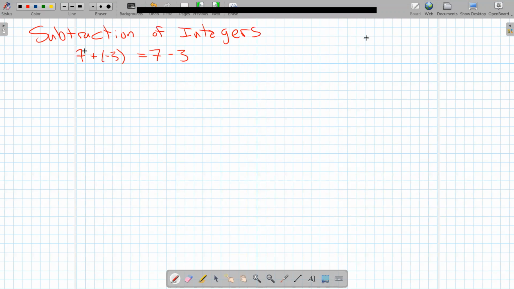Now, subtraction isn't addition. It's not, right? It's something totally different. What is subtraction? Well, either we looked at subtraction as takeaway, or two, we looked at subtraction as a comparison. Now, that's subtraction. Now we have the idea of integers to combine with that.